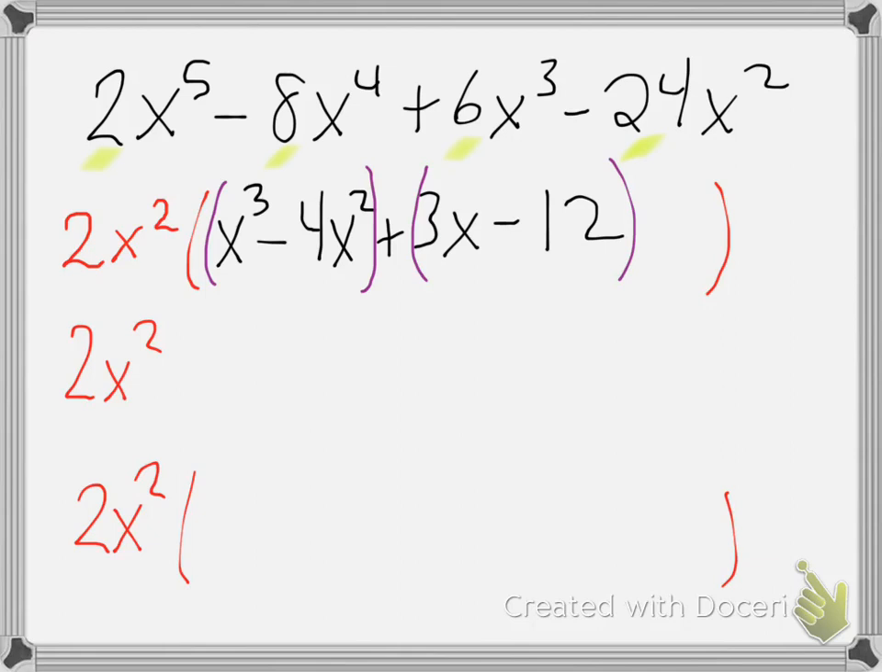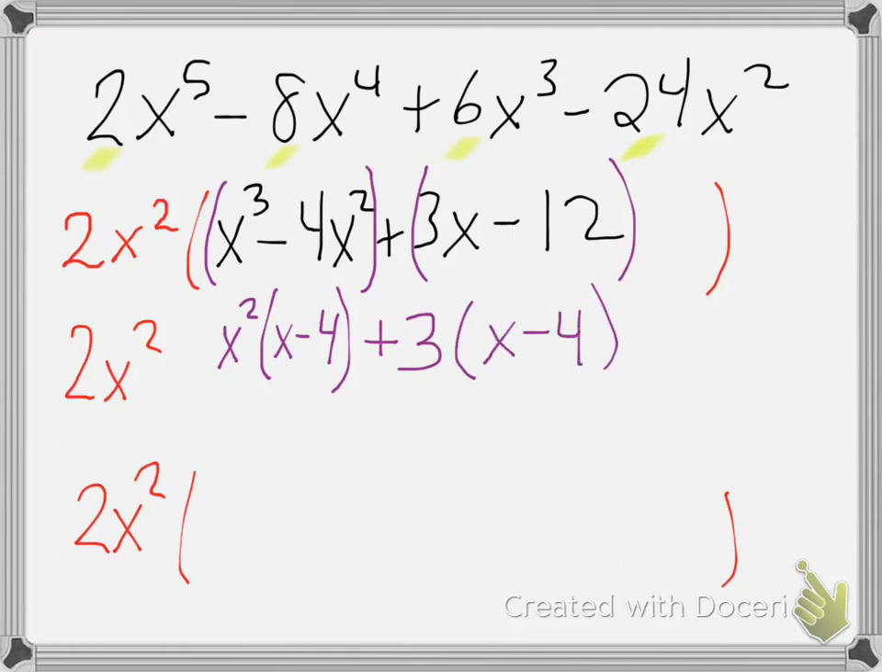I'm going to pull out an x out of the first one, actually an x squared. It's going to leave me with x minus 4. And out of that second one, I'm going to pull out a 3, and it's going to leave me with x minus 4. So I know I did okay because I came out with the same binomials.